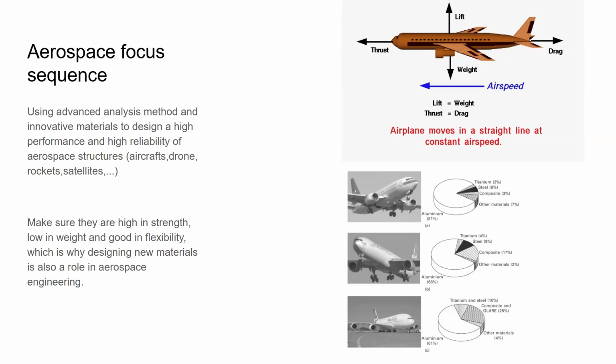Aerospace engineering also looks at statics to make sure the plane is under the forces that can keep the plane at constant speed, which are thrust, lift, drag force, and the weight. Airplanes mostly have aluminum because aluminum is very durable and good in strength, even though it is less than steel, but it is much more lightweight than steel.